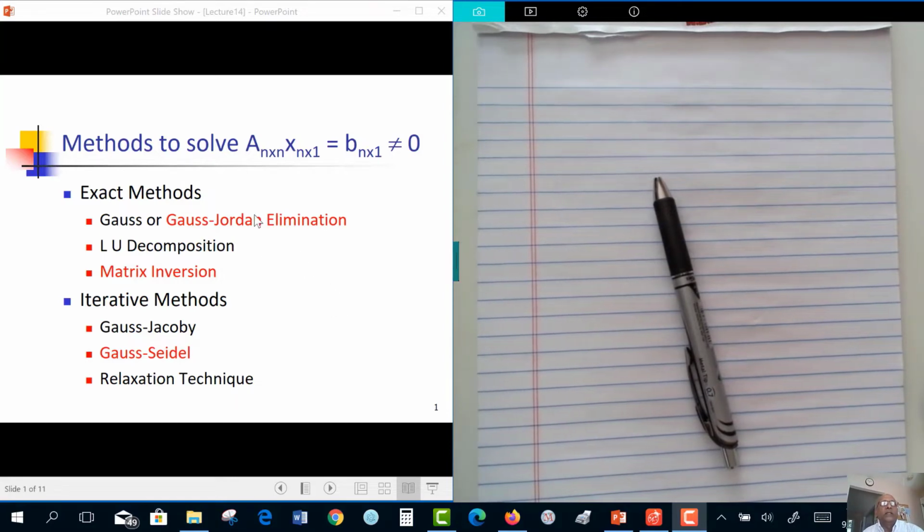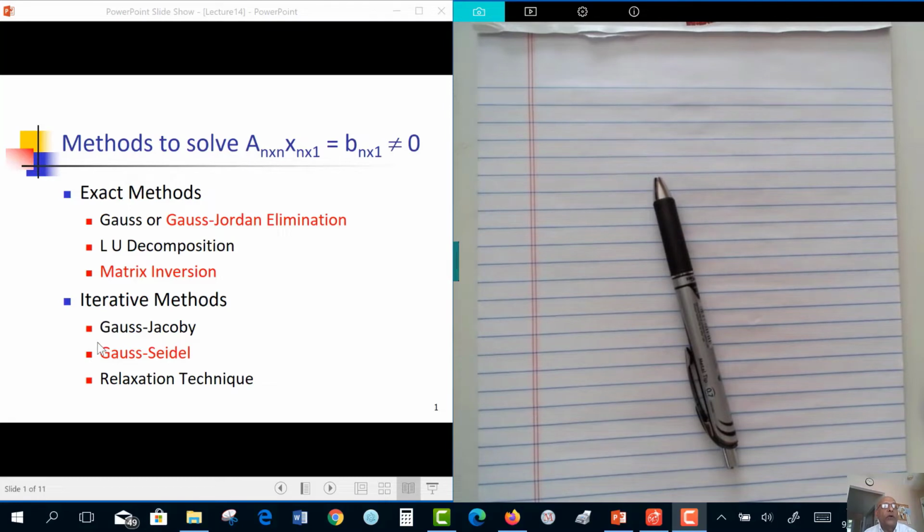In the last lecture, we started by looking at methods to solve a linear system, Ax is equal to b, where b is not zero. We looked at exact methods. I showed you how Gauss-Jordan elimination works. I did an example. You saw how matrix inversion works and how to get matrix inverse using Gauss-Jordan elimination. I hope you have done the examples yourself manually. You will need to do them on your quiz as well as on your test.